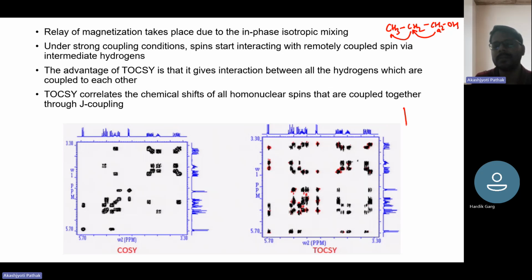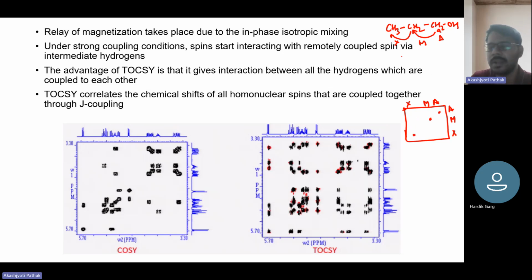So if you take a TOCSY spectrum of this molecule, and say you label these as A, M, X. Okay, so on one axis, the F2 axis, you will have A, M, X, and in the F1 axis also you will have A, M, X. Okay, so first you will obtain the diagonal peaks. Every spin is coupled to itself, so A is A, M is M, so you will obtain the diagonal peaks and then the cross peaks.